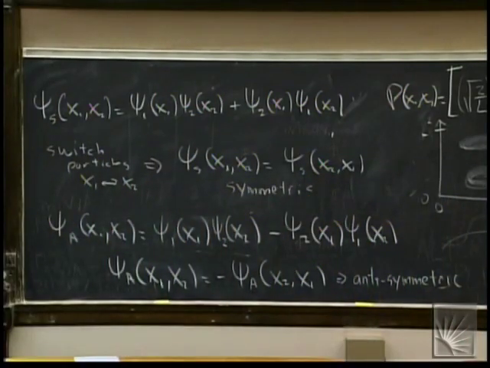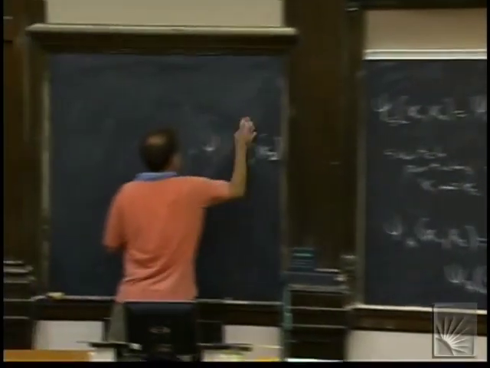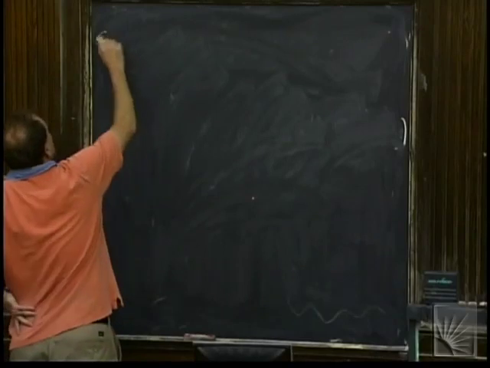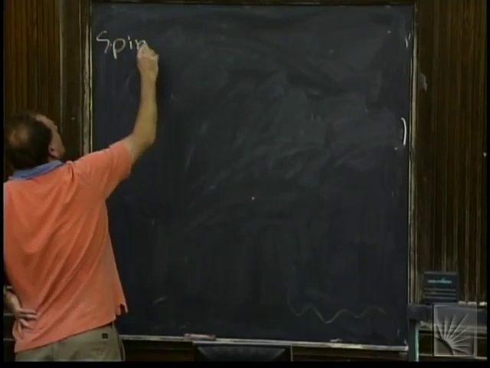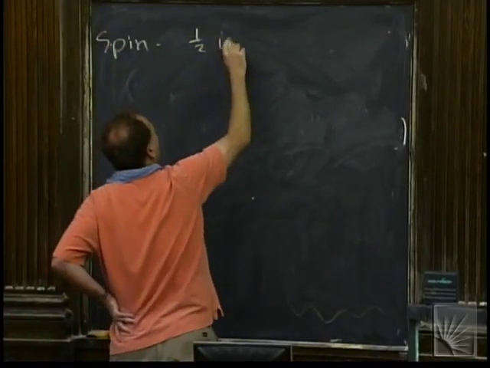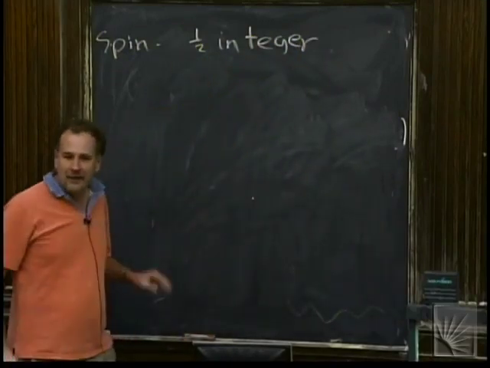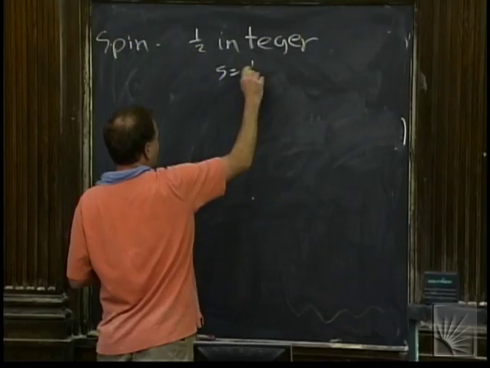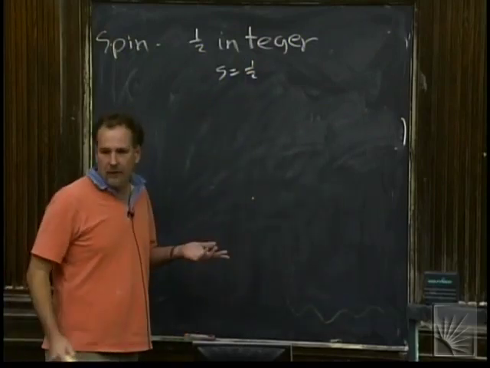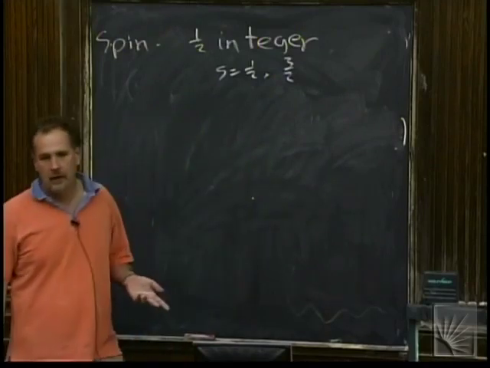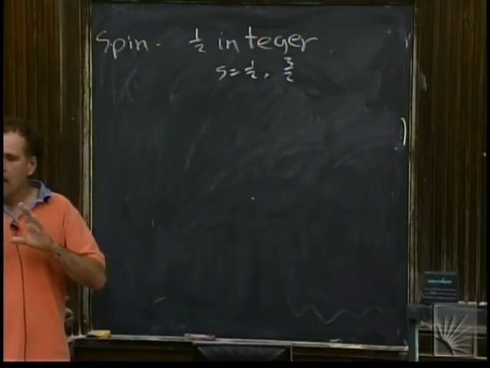So, let me write that down. If the spin is half integer, now, in fact, the most famous half integer of all is simply 1/2. So s equals 1/2 is one example. However, if there were s equals 3/2 particles, it would apply to them. But it's not that simple.